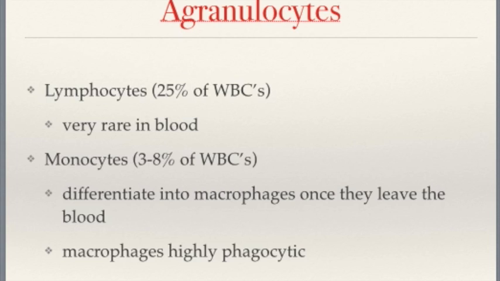Monocytes, on the other hand, actually are not active in the blood, but they can circulate around in the blood until they get to the area of interest, the area where they need to be, and then they leave the blood and become macrophages. And macrophages can move easily throughout the connective tissues of our body and phagocytize invaders.